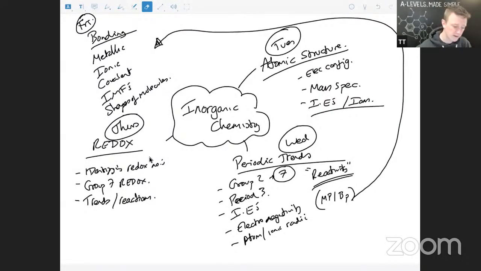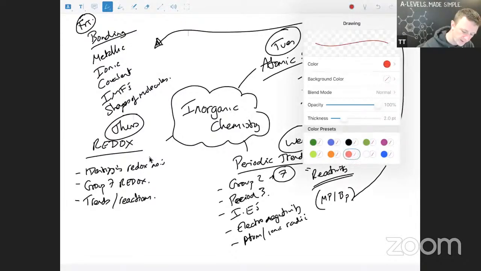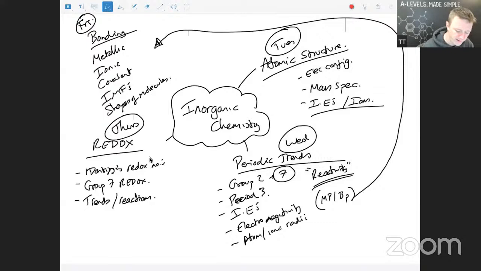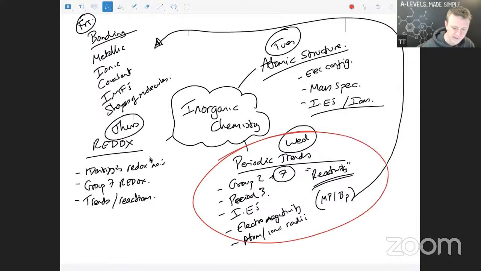So periodicity, essentially, is the art of knowing the trends in the periodic table for your exam. That's really, really important, of course. So this is what we're talking about here. I'll just bring up my red pen. All the things we're going to talk about today are these different things here that relate to trends in the periodic table, and so on and so forth.